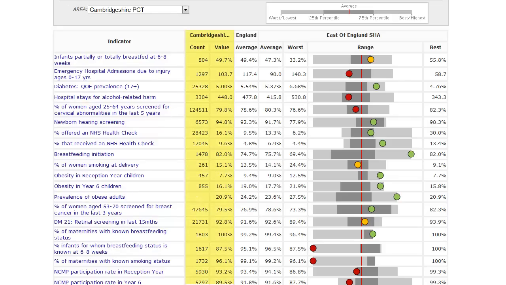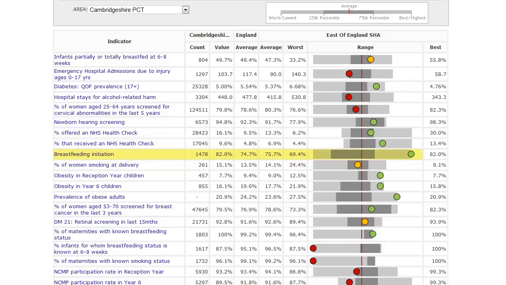Next to each indicator are various numbers, which set out the local values, so here we're looking at people in Cambridgeshire, the England average, and the regional, in this case the East of England average. We need to be careful about how we interpret these numbers, as a higher value in some cases is a good thing, for example the percentage of new mothers that initiate breastfeeding, and in other cases a higher value is a bad thing, like when we're looking at the number of deaths or accidents.